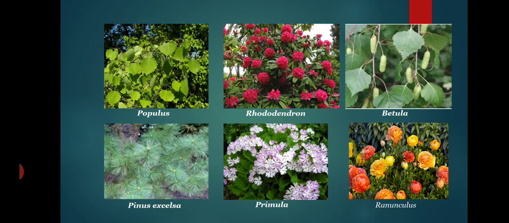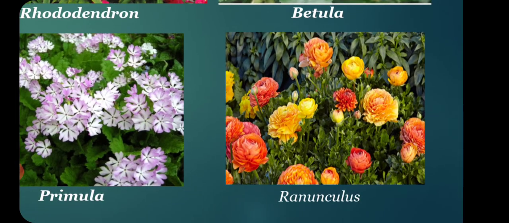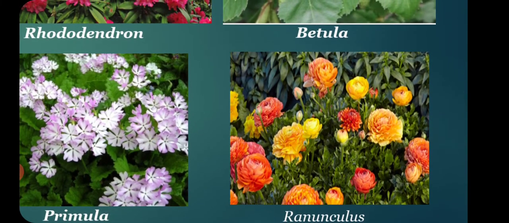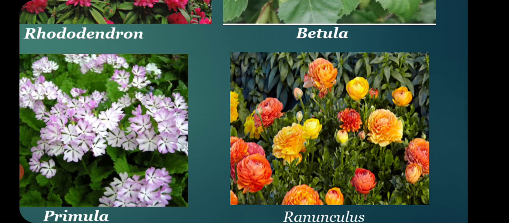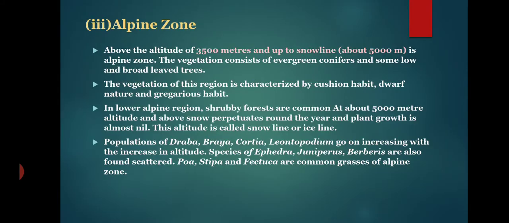Then Pinus, there are so many species, especially Pinus excelsa. Then Primula is there. Then Ranunculus, these very beautiful flowers. It resembles the rose flower. It is one of the first formed flowers. Okay. So different such plants we can see in this second zone.